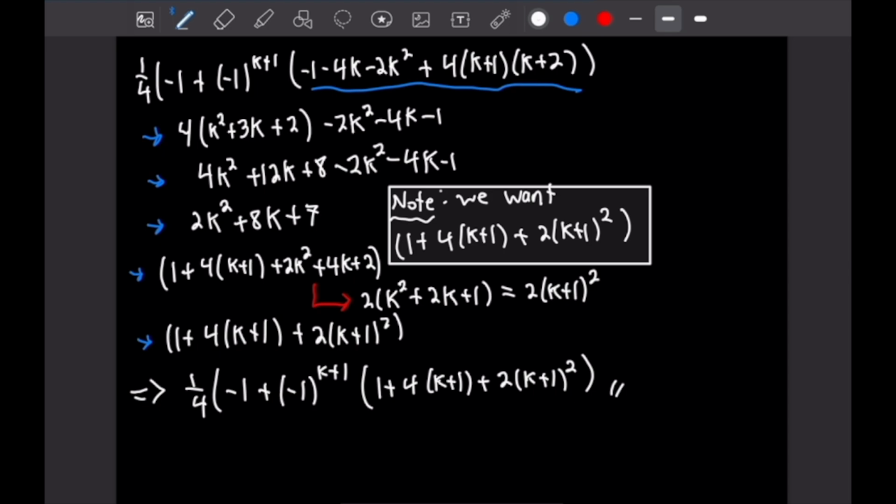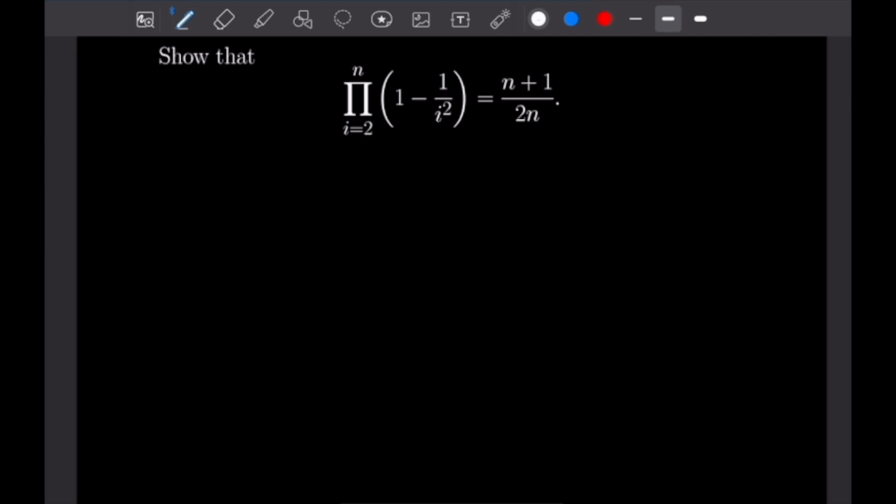That was a long one, so let's go ahead and get into our last example for this example video. So for this last one, we have a product. We want to show that the product as I goes from 2 to n of 1 minus 1 over I squared is equal to n plus 1 over 2n.